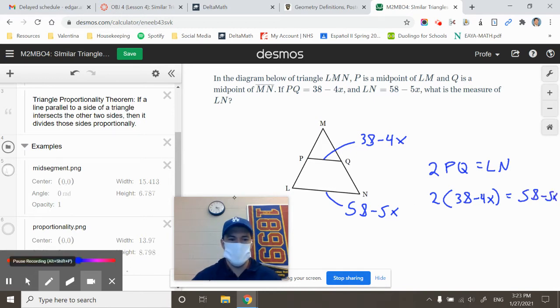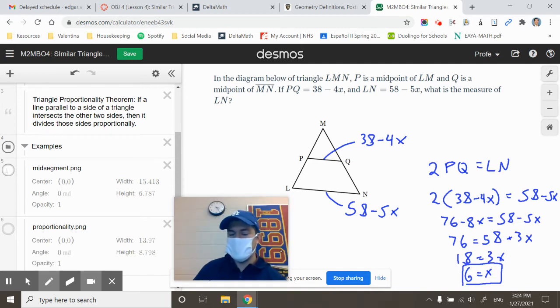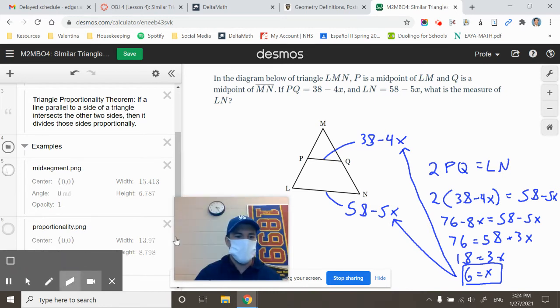I'm going to pause and solve. When I set up my equation saying 2 times 38 minus 4x is equal to 58 minus 5x, and I use my algebraic steps, I reach the conclusion that x must be equal to 6. So if I were asked what's the measure of LN, I could just substitute this value 6 for x. Or if I was asked what's the measure of segment PQ, again, I could substitute 6 for x to find those side measures. That's the mid-segment theorem.